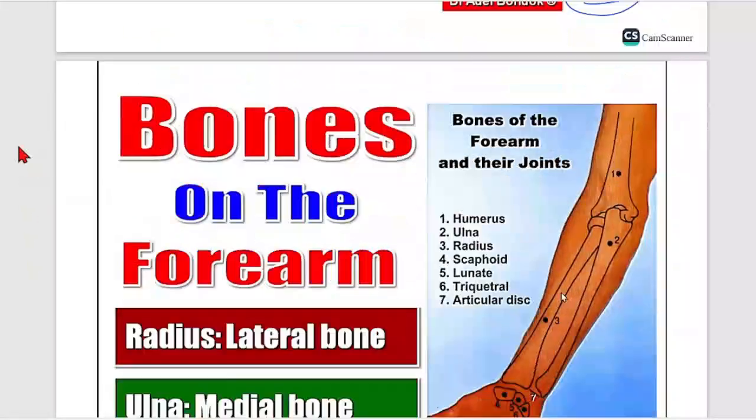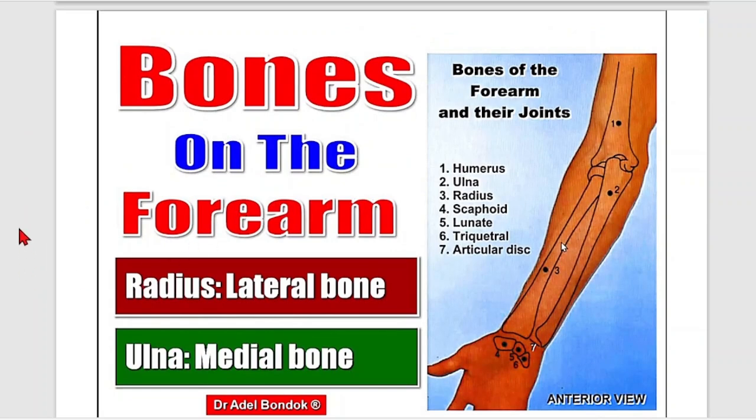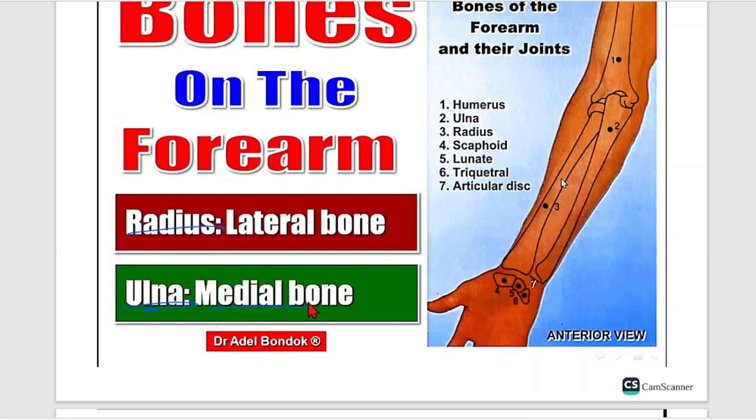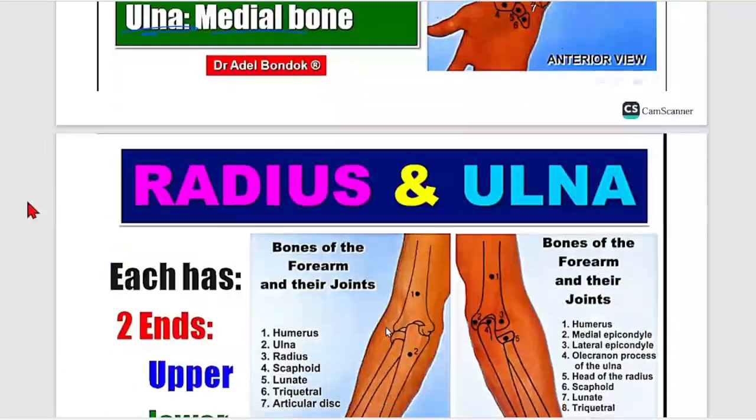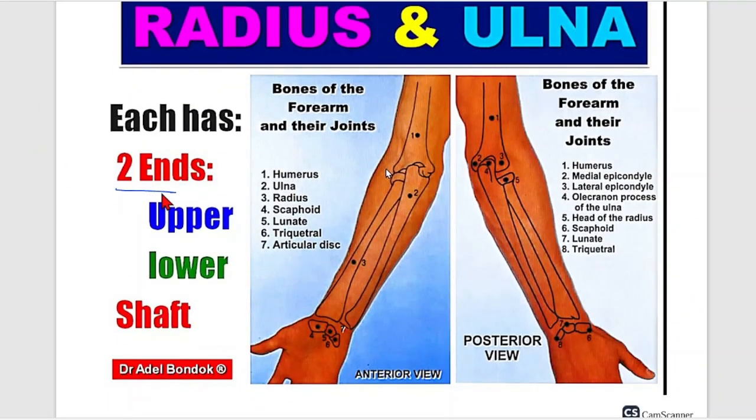Now the bones of the forearm. The forearm has two bones: one is the radius and the other is the ulna. This is the radius. The radius has its head on the superior, that is proximal, side, not on the distal side. The radius is toward the lateral side and the ulna is toward the medial side, so you have to remember this. Now the radius has two ends, upper end and lower end, and a shaft.